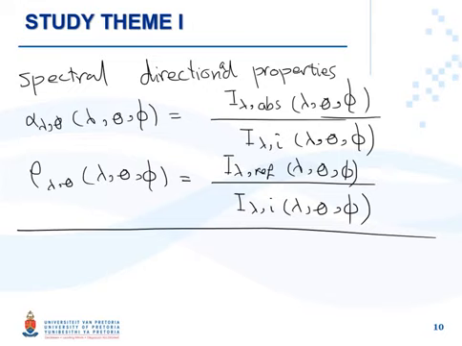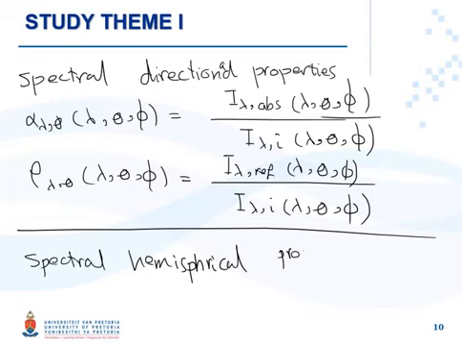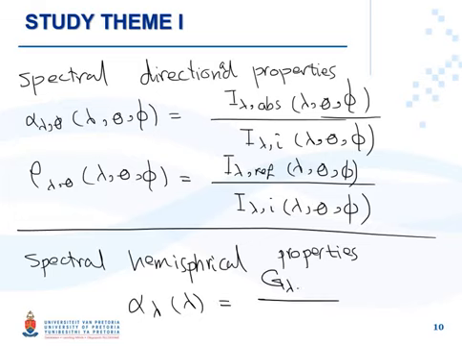We can also define the spectral hemispherical properties as well. For absorptivity, we have alpha lambda is equal to G lambda absorbed divided by G lambda.